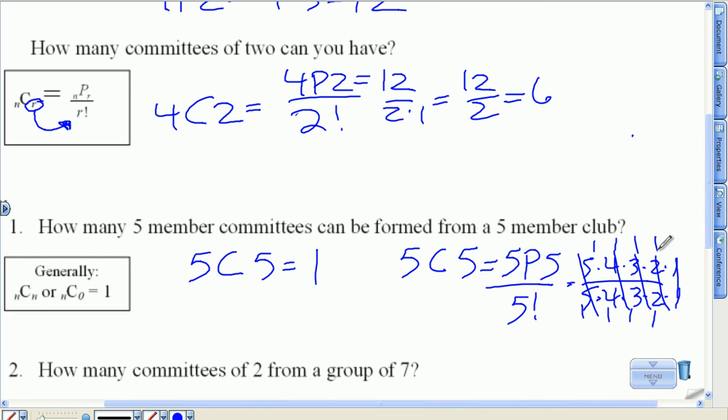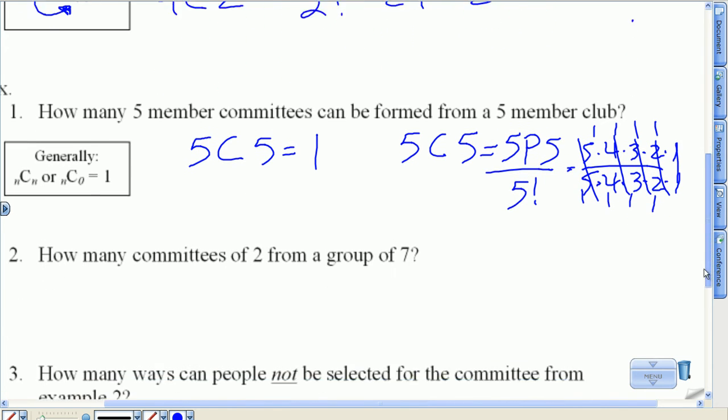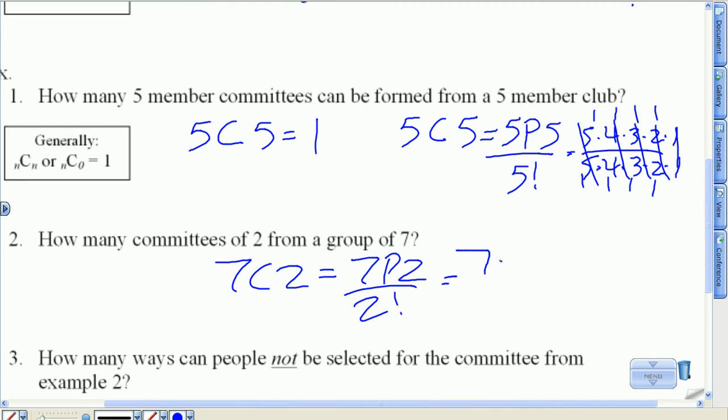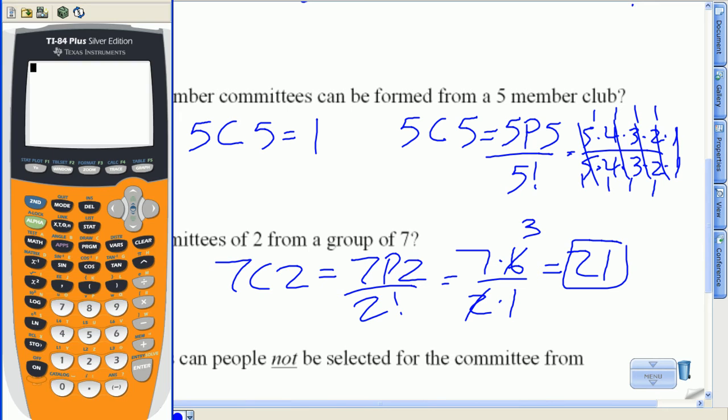Okay. How many committees of 2 from a group of 7? You have 7 persons. You are going to choose 2 of them. That is 7p2 divided by 2 factorial. 7 times 6 divided by 2 times 1. 2 goes into 6 3 times. That's 21. Let's use the calculator to get the same answer.